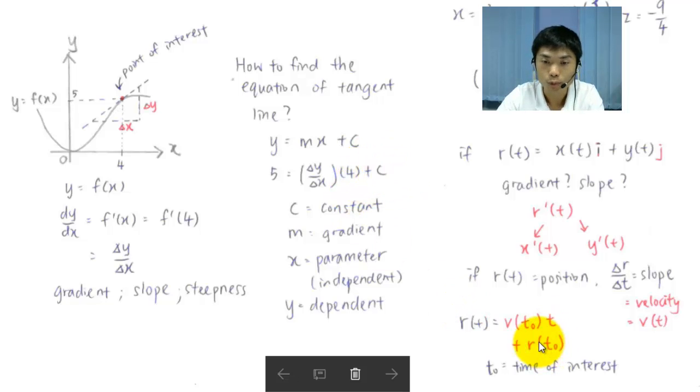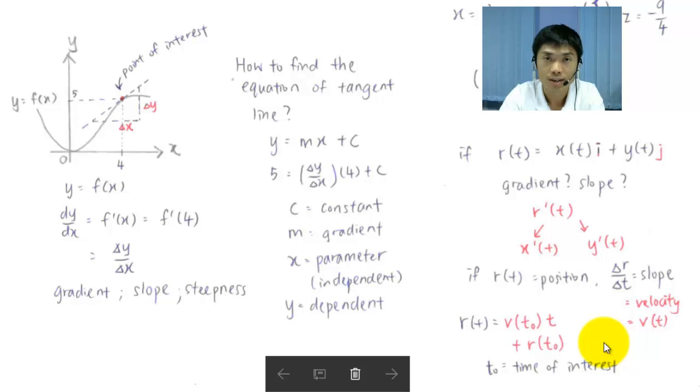So why do we select t0? T0 because we want to know the slope or the gradient at that particular point of interest. In this case, the point of interest refers to the time of interest, t0. So we substitute t0 into these equations. Just like how to find out the constant c here, you substitute the values of the point of interest of y and x here.